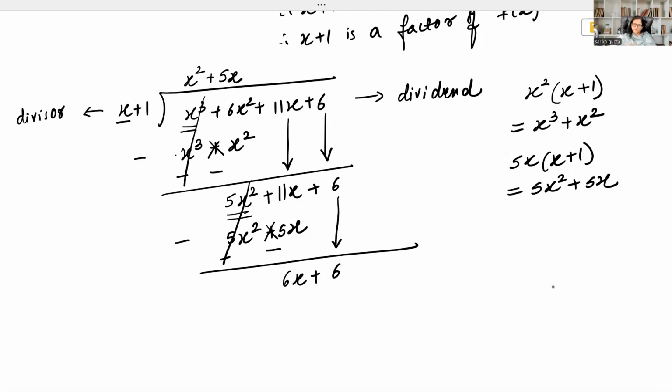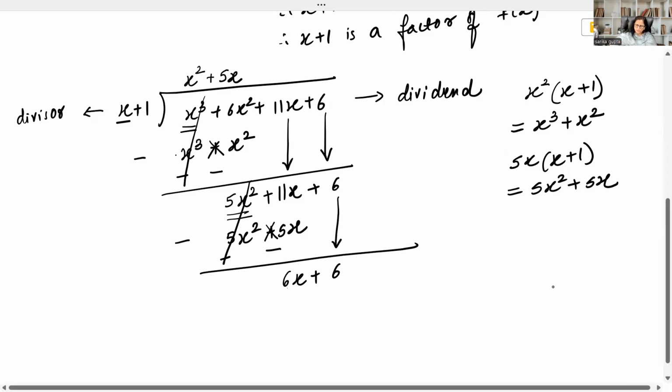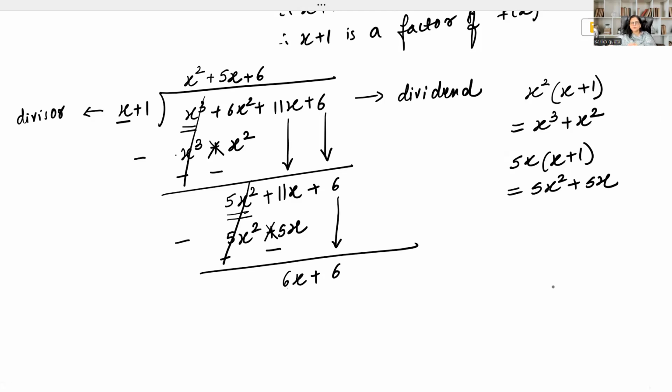Now, again, we have to determine the term for the quotient, which when multiplied by this x will give the answer plus 6x. So that term is plus 6 now. But obviously, this plus 6 will multiply the entire divisor. And so the answer would be 6x plus 6.